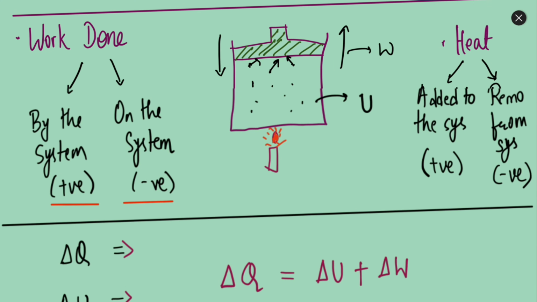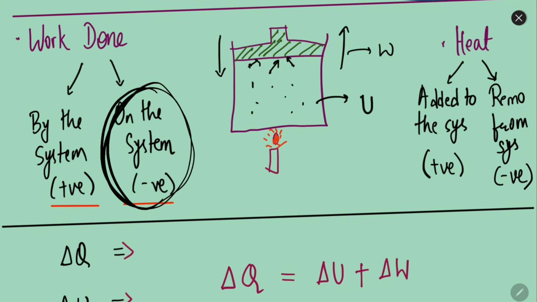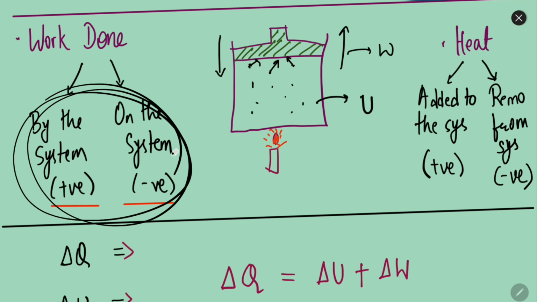What is work done? Work done is quite simple. Work done is force into displacement, but what you need to understand is, in physics, if the work is done by the system, we take it as positive, and if the work is done on the system, we take it as negative. In chemistry it is reverse. In chemistry, when work is done on the system, we take it positive, and when work is done by the system, we take it negative. So this sign convention is very important.